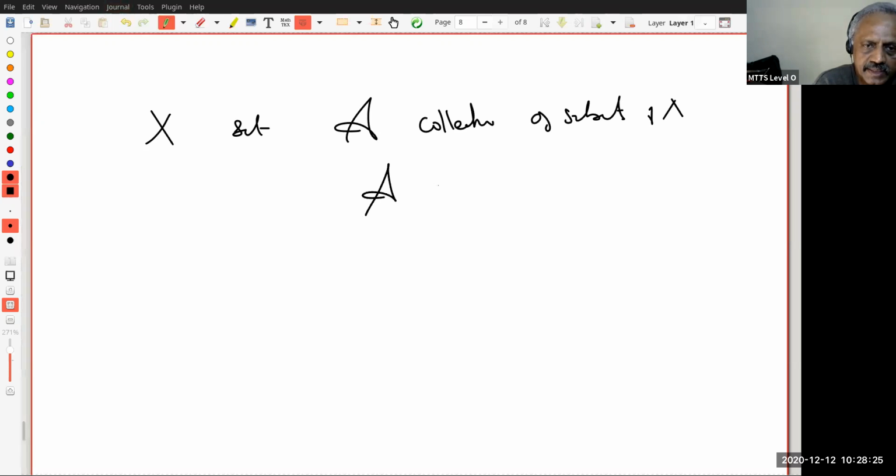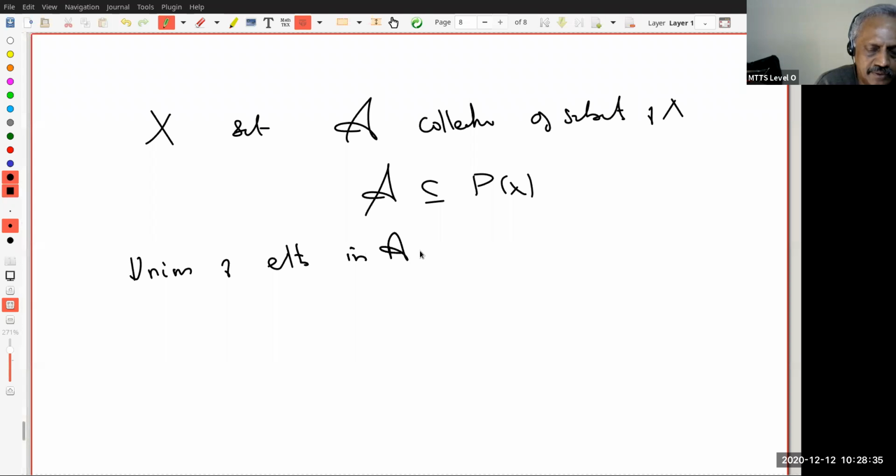That is, A is a collection of the power set. I want to talk about the union of elements in A. See, now there is no indexing or anything. You understand that? So I will simply denote it by the union over A in A. Don't think of this indexing set, it is just this. Okay, this is a notation.